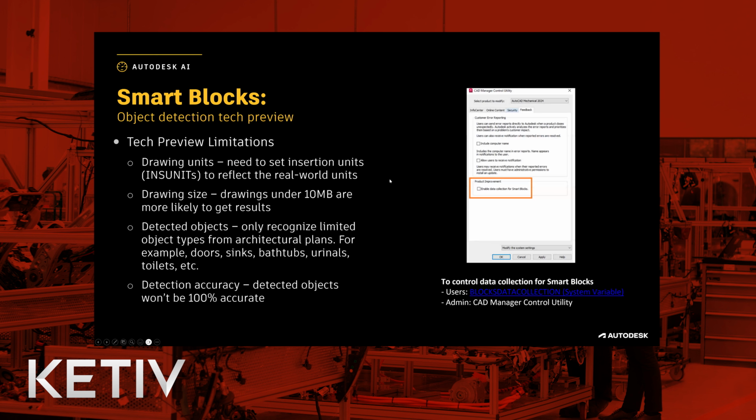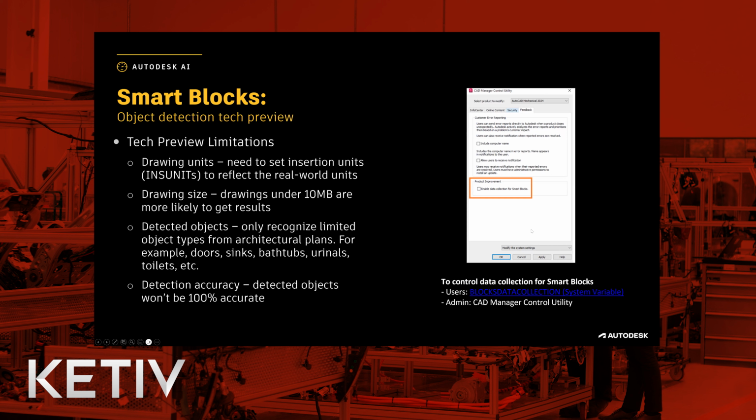There are limitations. It's best to have the drawing units set to the real world units that you're using. Right now, drawings under 10 megabytes are best, just because of the amount of time it takes to scan a drawing. Again, only a limited number of object types are detected at this time. And as you saw, it's not going to be 100% accurate.